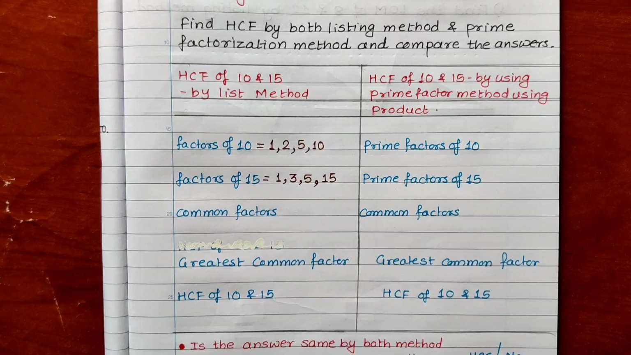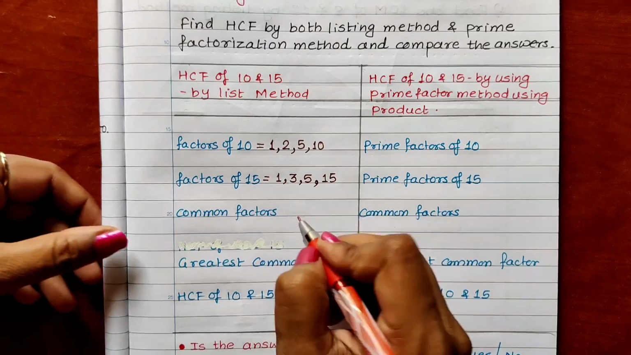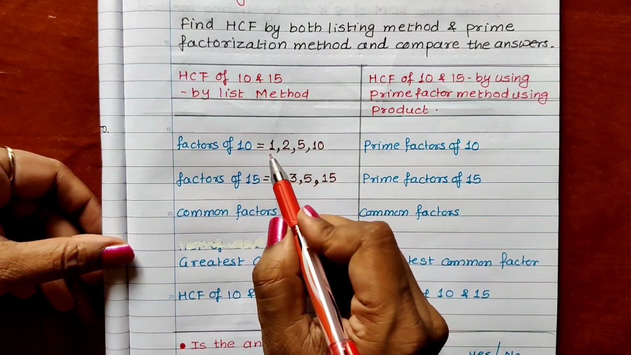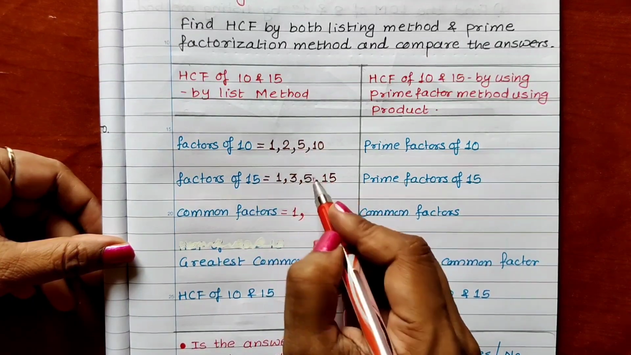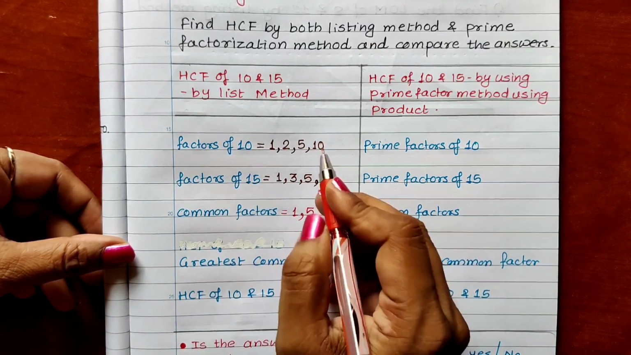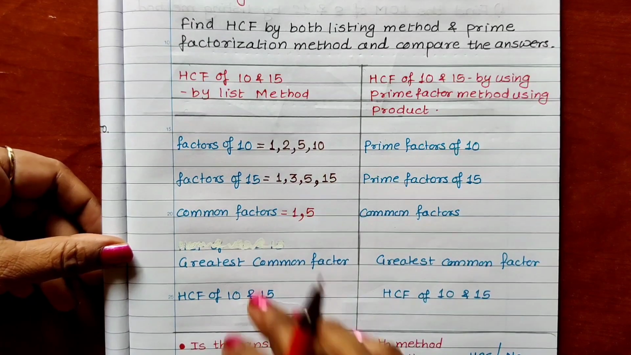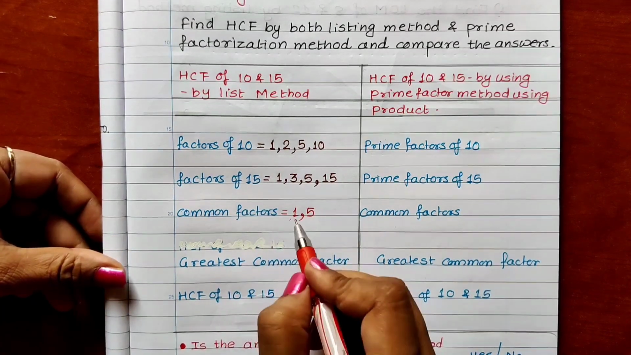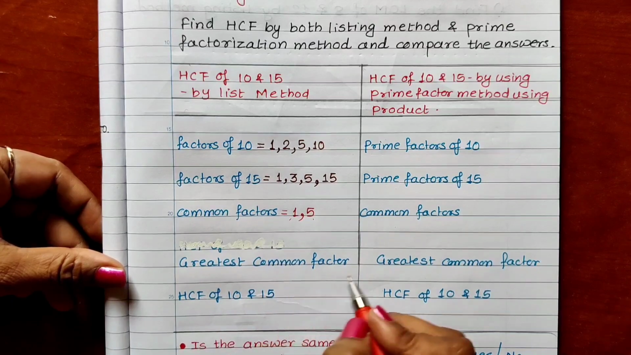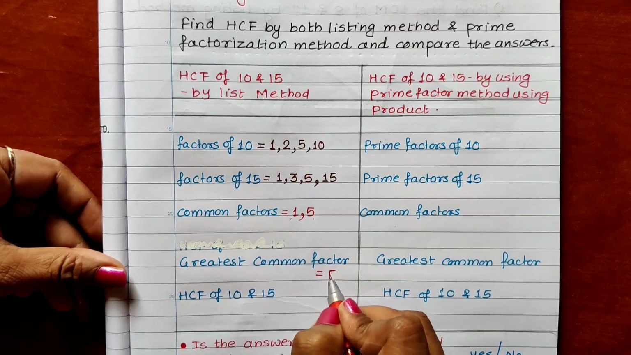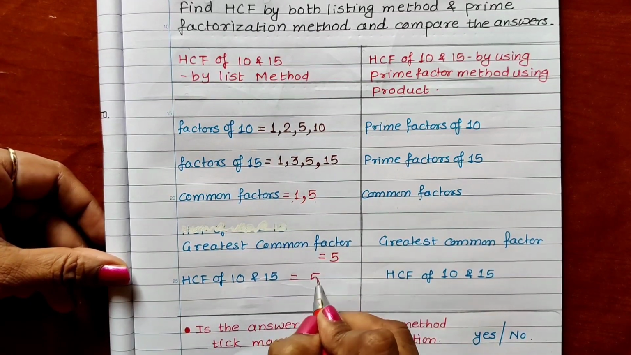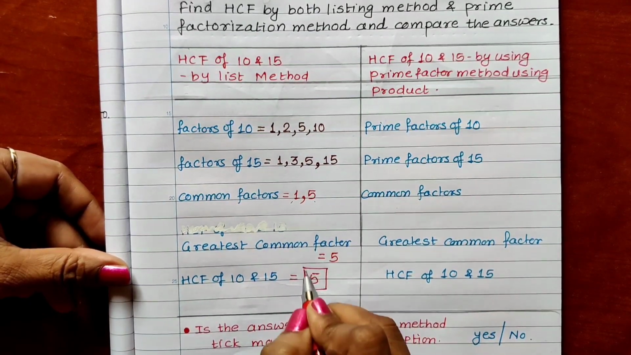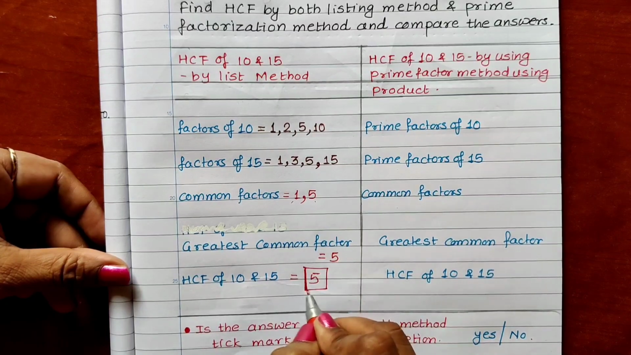Now we have to write the common factors. Common factors are 1, then 2 and 3 are not common, 5 is common, 10 and 15 are not common. So 1 and 5 are the common factors. From 1 and 5, which is the greatest common factor? The greatest common factor is 5, and hence the GCF of 10 and 15 is 5. Okay, this 5 is the GCF.